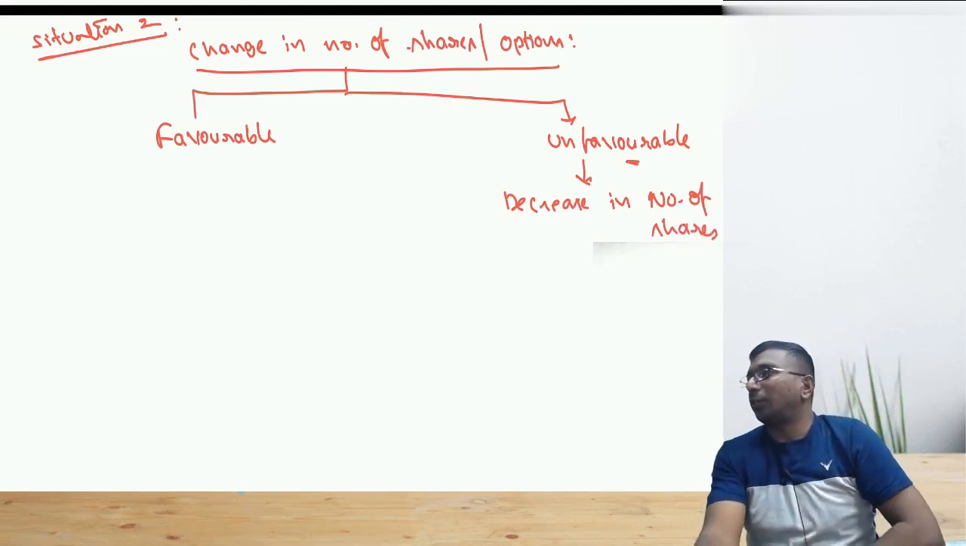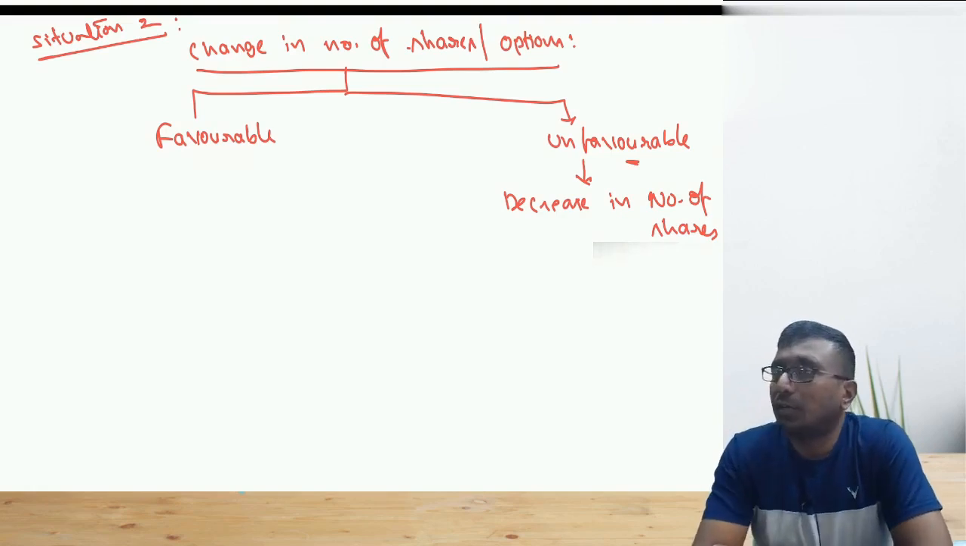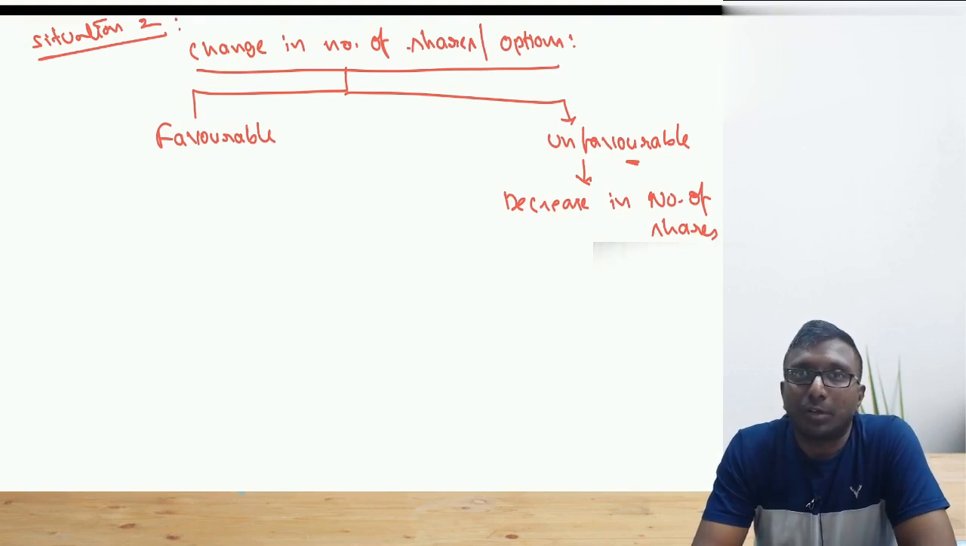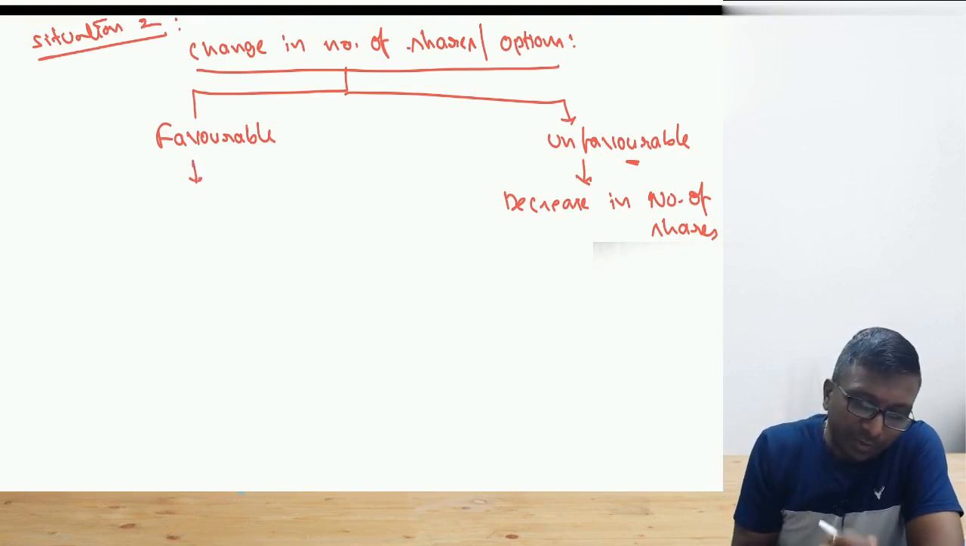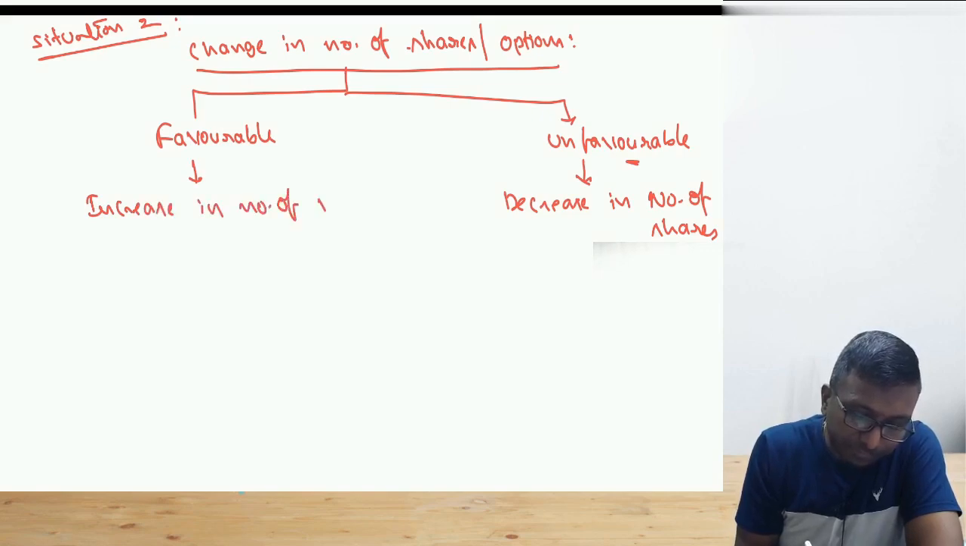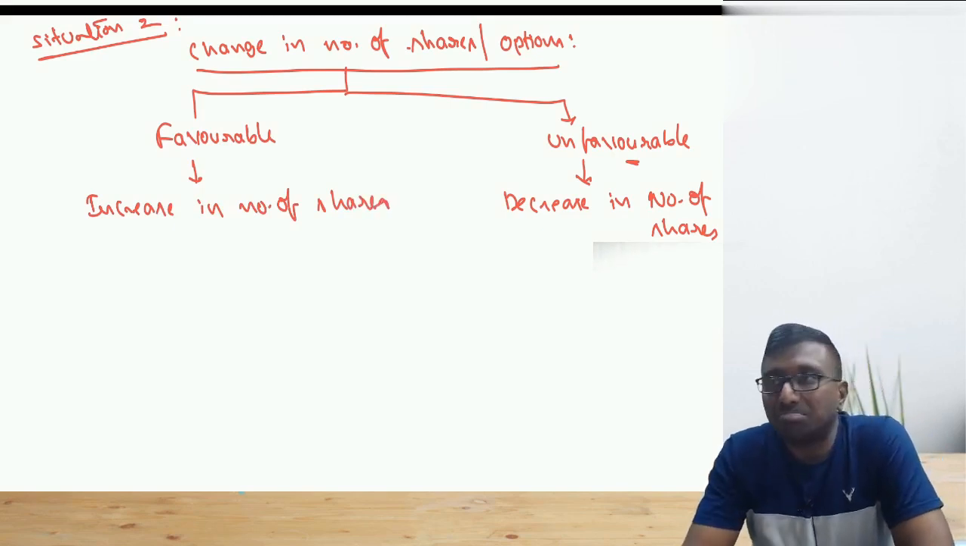Initially I said I'll give you 5,000 shares or something, and now I'm reducing it to 800 or any number. That is unfavorable. Favorable means an increase in the number of shares. Unfavorable is a rare circumstance. It won't happen.